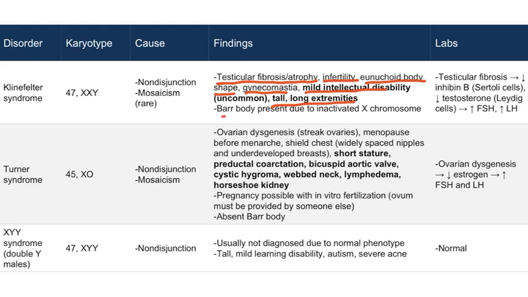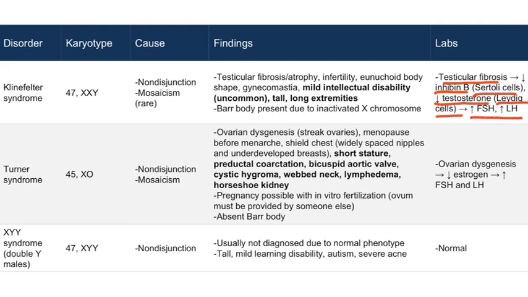I'll talk more about Barr bodies in a minute. The lab findings can also be explained by the pathophysiology. Testicular fibrosis results in decreased Sertoli cells and altered Leydig cell function. Ultimately, this results in decreased inhibin B and testosterone, which then results in elevated FSH and LH levels.